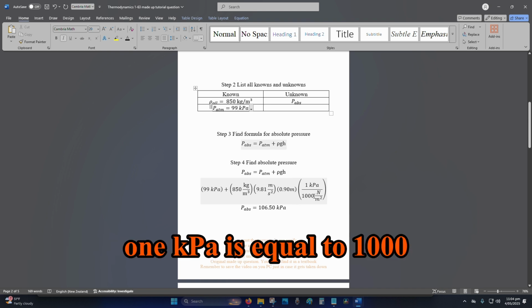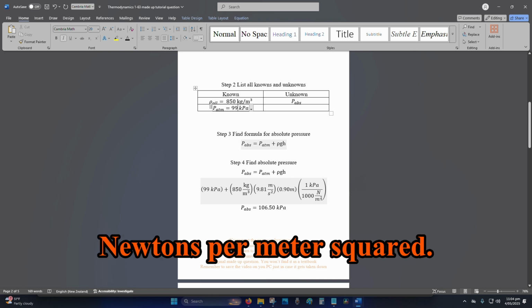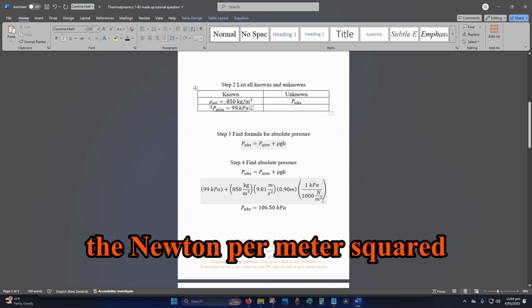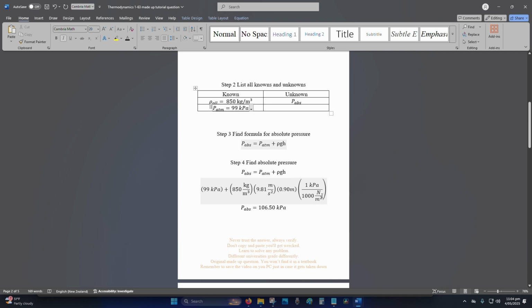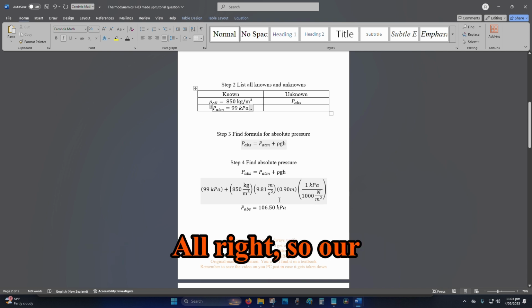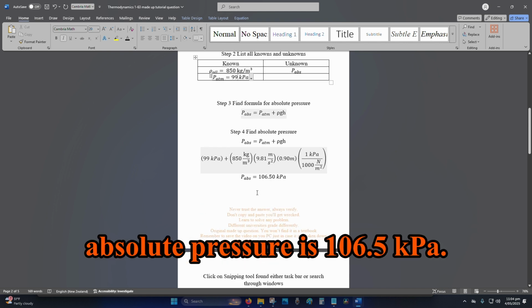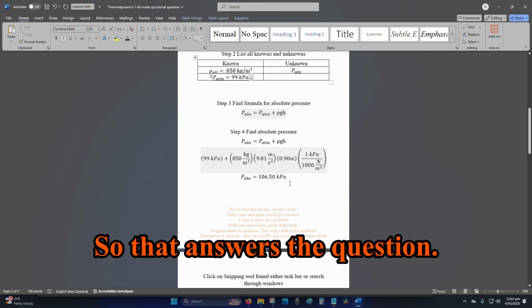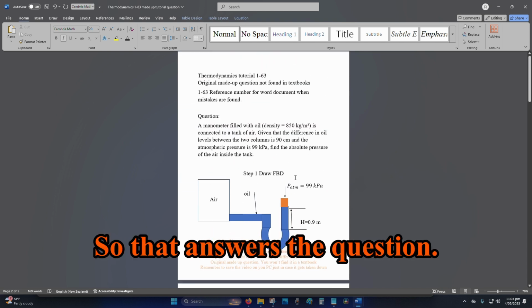1 kPa is equal to 1,000 newtons per meter squared. So this will get rid of the newton per meter squared, and we're left with kPa. Alright, so our absolute pressure is 106.5 kPa. So that answers the question.